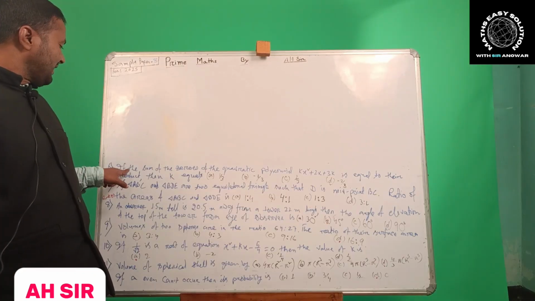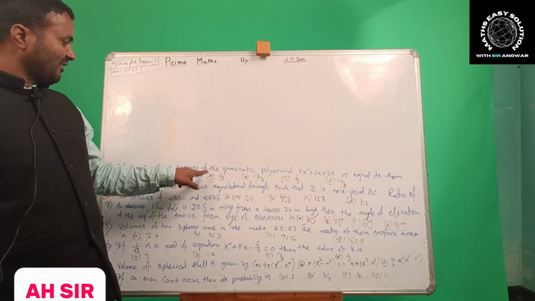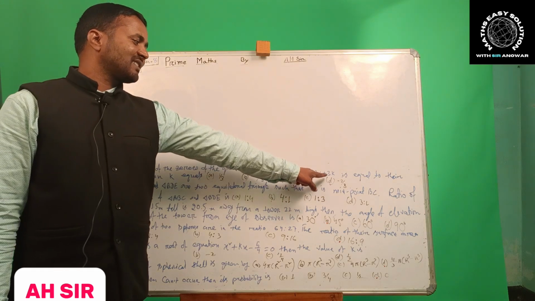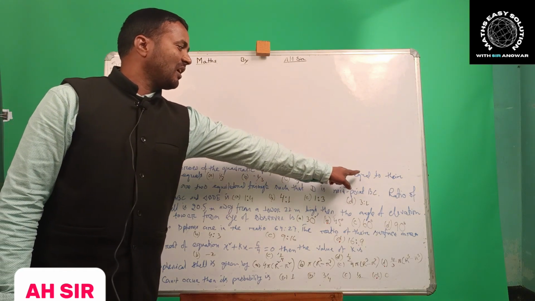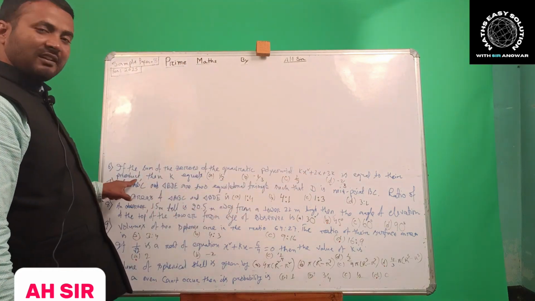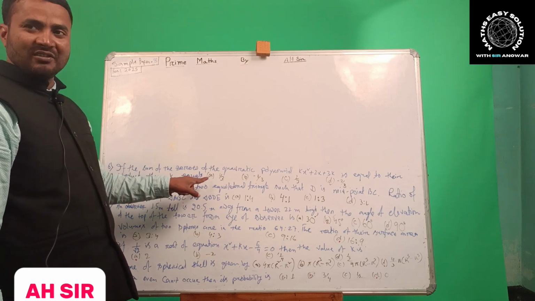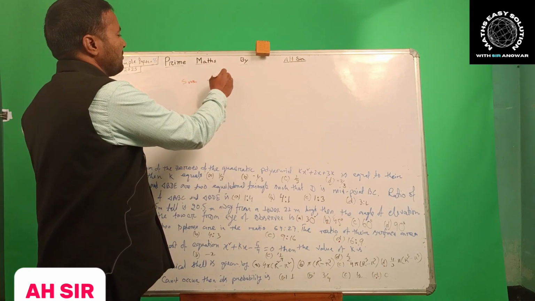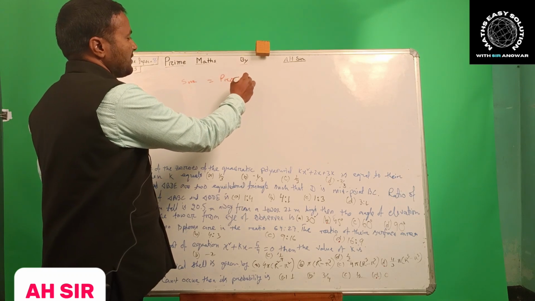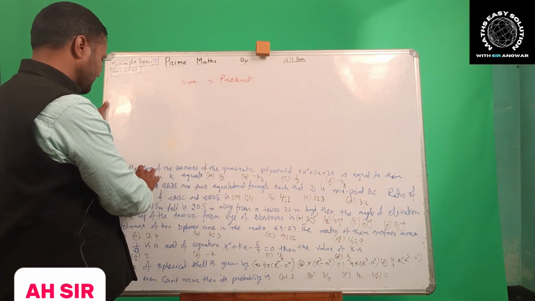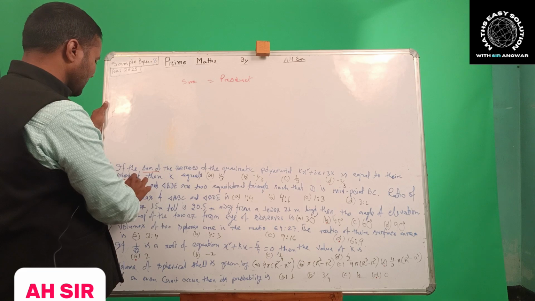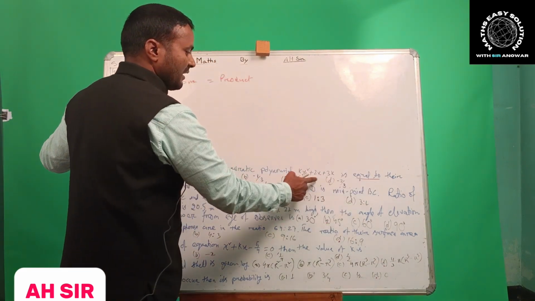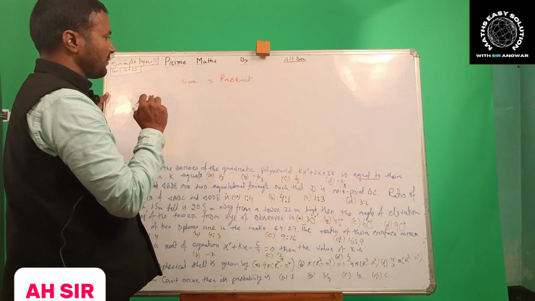Next question. If the sum of the zeros of the quadratic polynomial kx square plus 2x plus 3k is equal to their product, then k is equal to. You see, sum of the zeros equal to product of the zeros is mentioned here. Sum equal to product. Sum of the zeros equal to product of the zeros.